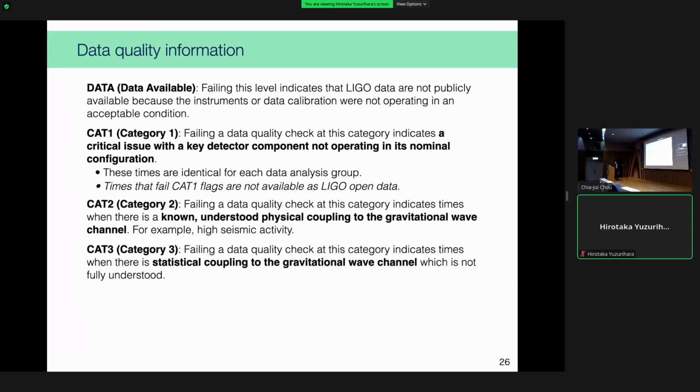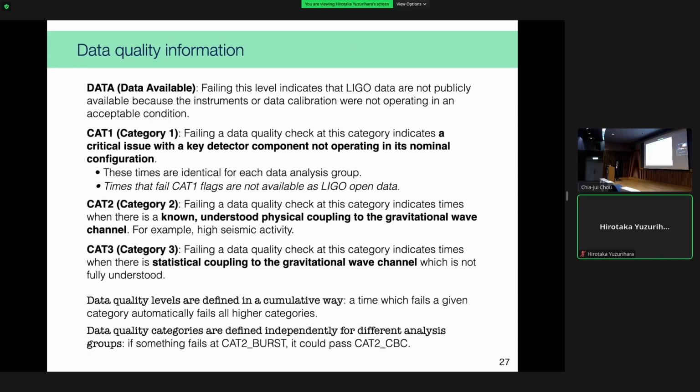And category 3 is failing the data quality check at this category, which indicates times when there is a statistical coupling to the gravitational wave channels, which is not fully understood. So for category 2, we know the cause, but for category 3, we don't know the concrete cause; it is not fully understood.